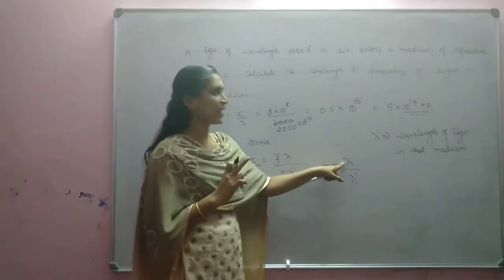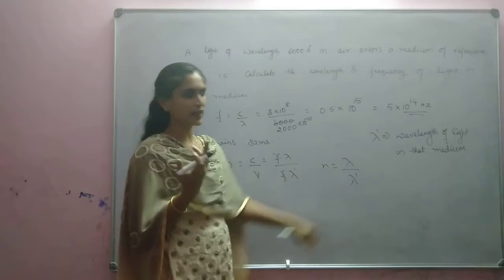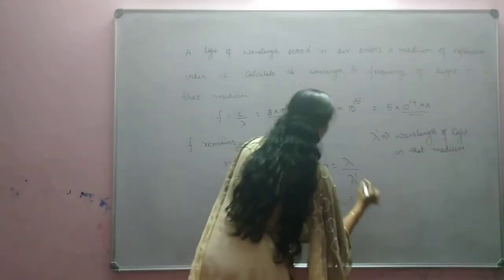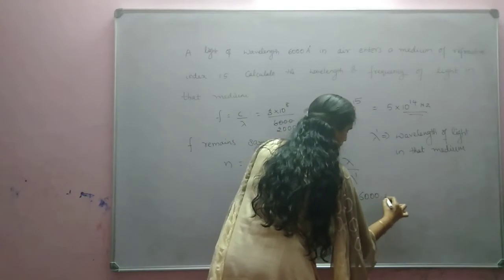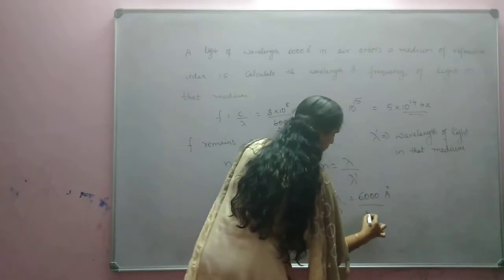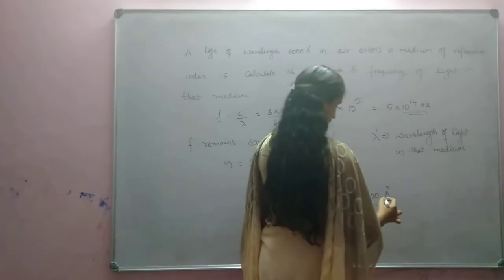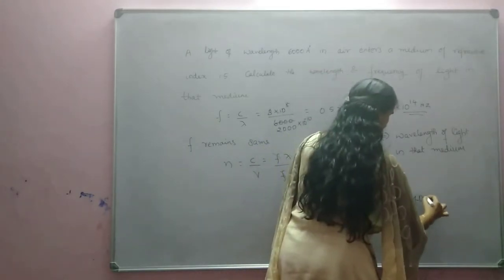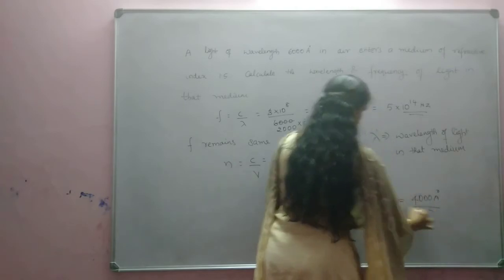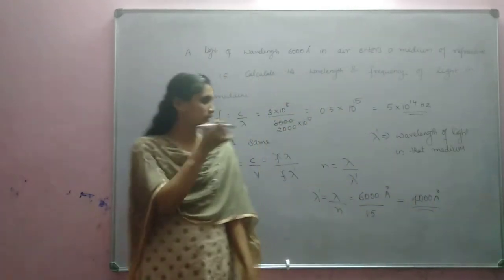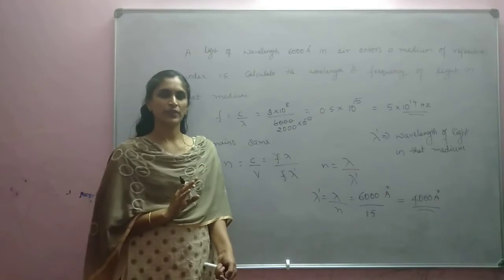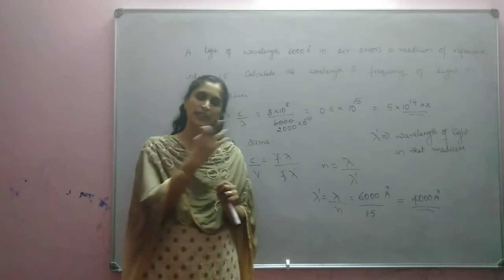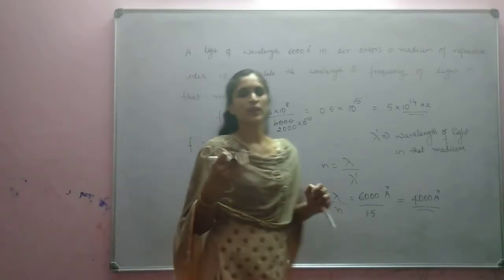So what is given? Lambda is given, n is given. We have to find lambda dash, very easy. Lambda dash is equal to lambda by n. Lambda is 6000 angstrom divided by n, 1.5. What you will get? 4000 angstrom. We are not writing it as 10 raised to minus 10 because here it is wavelength itself. That's why no need of conversion. Directly you can write like that. Okay, now we will proceed to the next problem.